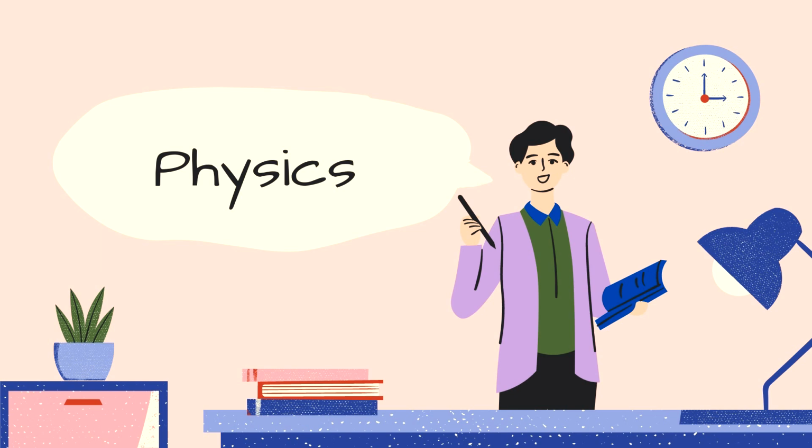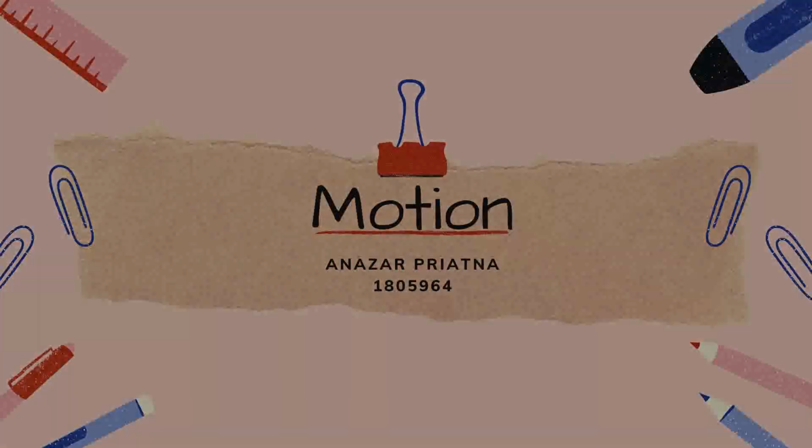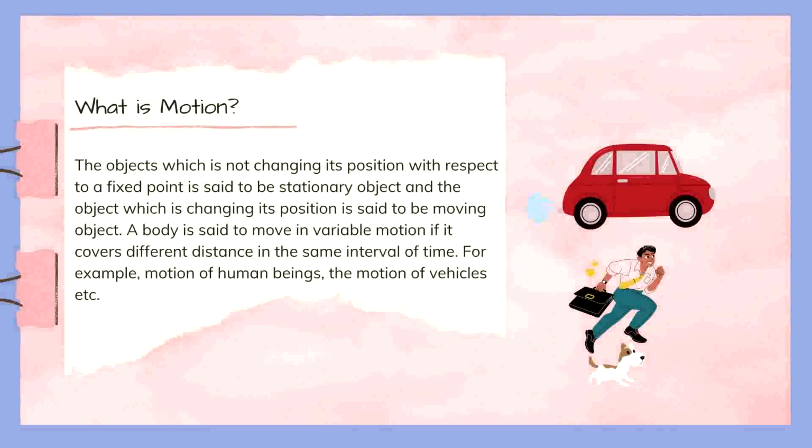Okay, what we learned today? How about motion? We will learn motion today. What is motion? The object which is not changing its position with respect to a fixed point is said to be stationary object, and the object which is changing its position is said to be moving object.